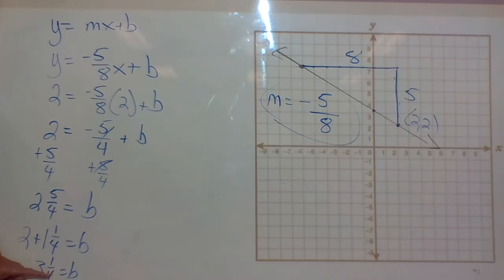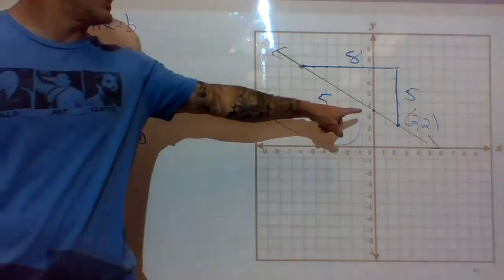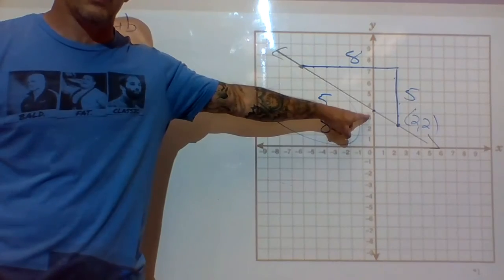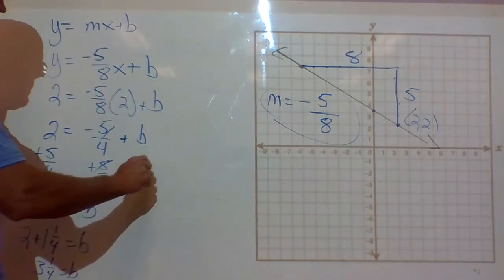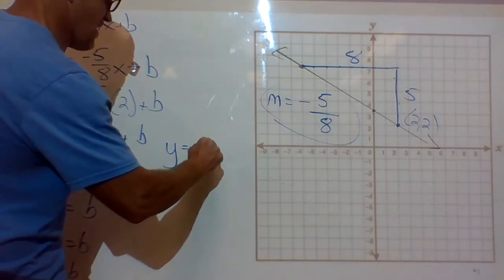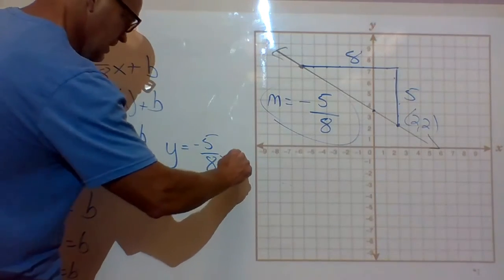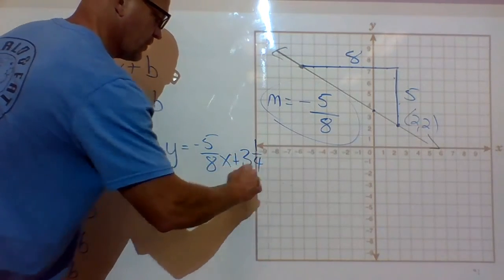Before I say, that's cool, that's awesome, I ask myself, does that make sense for my b value? Did I say that it crossed just above 3? Yeah, I'm cool with that. So my y equals negative 5/8 x plus 3 and 1/4.